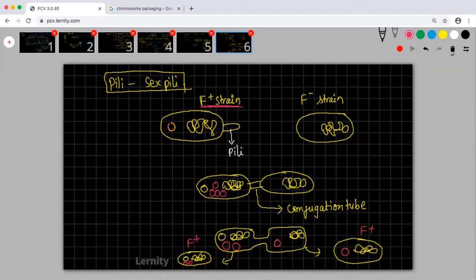Because it is having a plasmid. Okay, it is having a plasmid, and this is the chromosome. So since this plasmid is present, it is called as F plus. F is standing for factor. So some factor is present there. But the same factor is not here in this bacteria. So we call it as a F minus strain. So this bacteria is having only the chromosomal DNA, but it is not having the plasmid DNA.